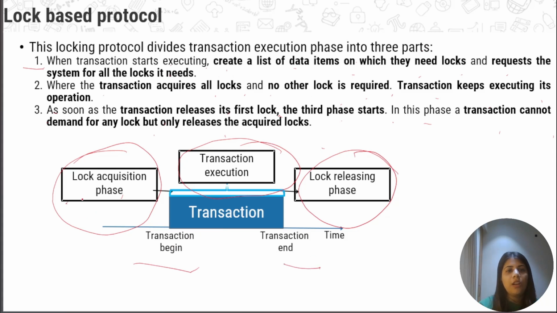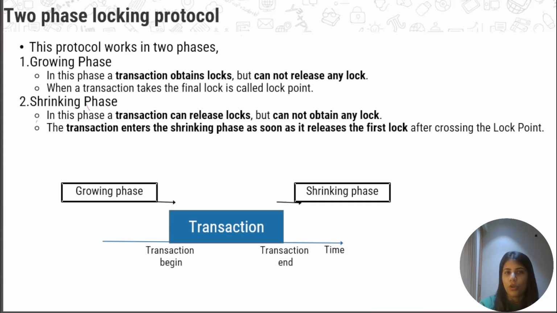So what are the three phases? Lock acquisition phase, transaction execution phase, and lock releasing phase. Two-phase locking protocol: first is the growing phase and second is the shrinking phase. In the growing phase, a transaction obtains locks but cannot release any lock. When a transaction takes the final lock, it is called the lock point. Shrinking phase: in this phase, the transaction can release locks but cannot obtain any lock. The transaction enters the shrinking phase as soon as it releases the first lock after crossing the lock point.